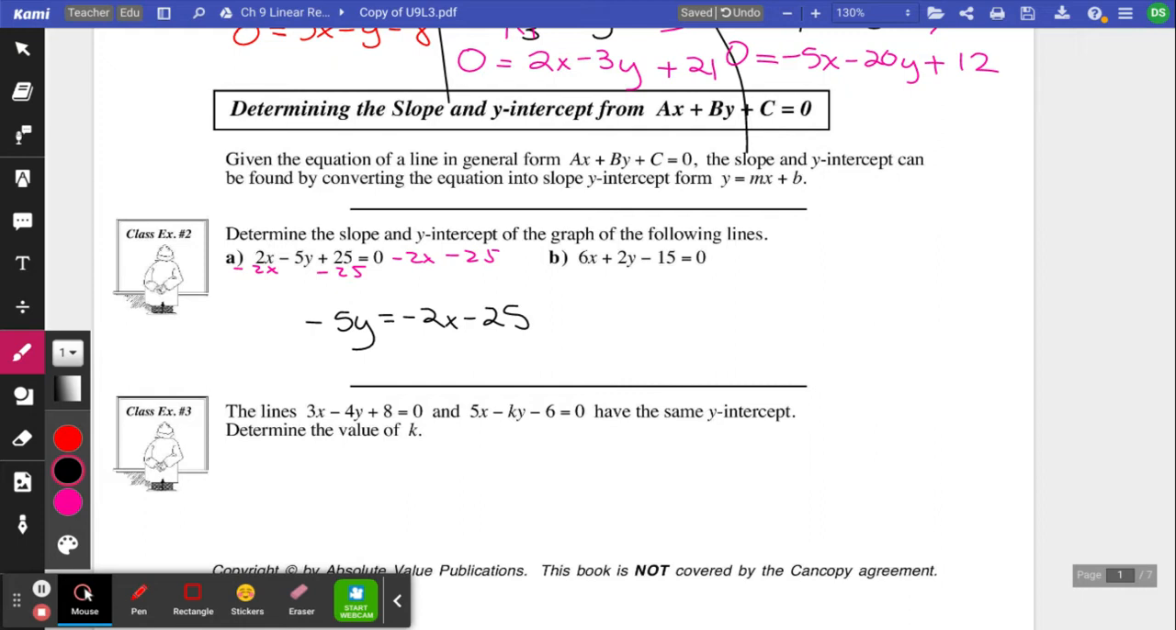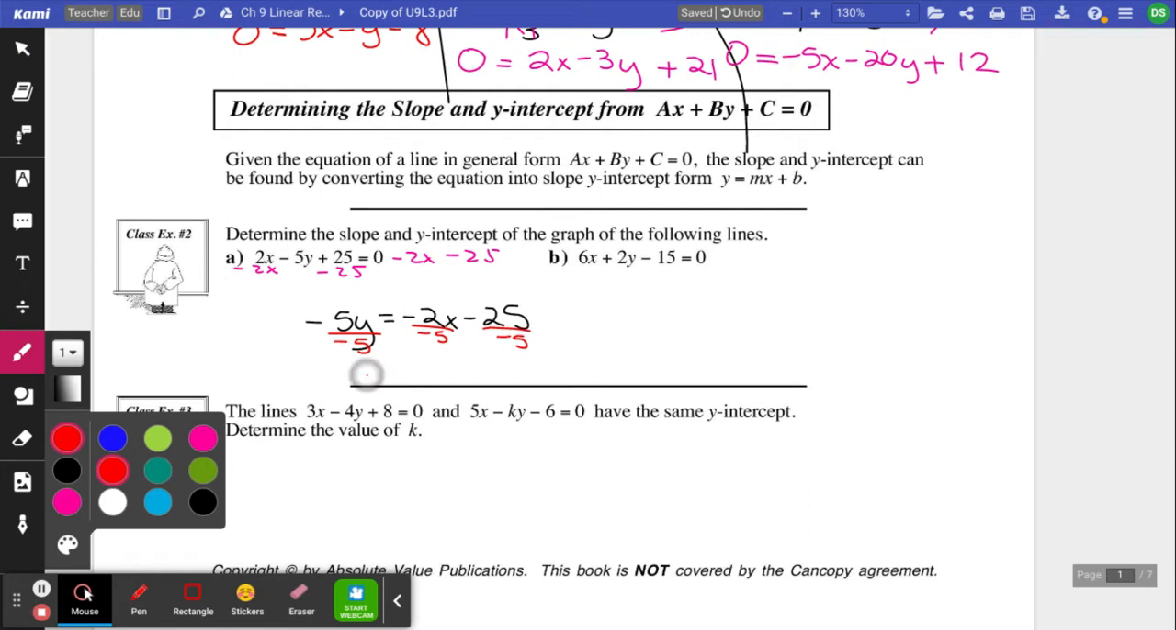One more step to get to y equals. What will you do? Divide by a negative 5, everywhere. You end up with y is equal to 2/5 x plus 5. Boom. You can tell me all about the slope, and you can tell me about the y-intercept. In fact, I could make you go graph that. Well, how would you graph that line? Where would you start? The 5, then you go up 2 over 5, up 2 over 5, up 2 over 5, right?